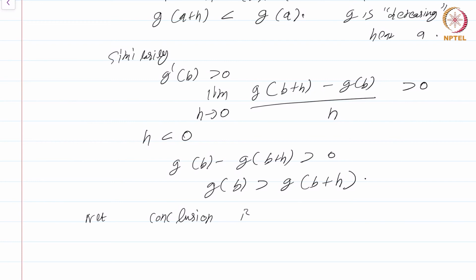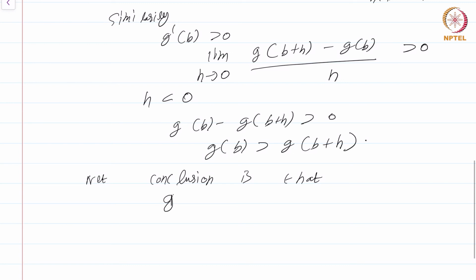Okay, so the net conclusion is that g must attain its minimum in (a, b). g certainly attains its maximum and minimum in the closed interval [a, b]. It must attain its minimum in the open interval (a, b).